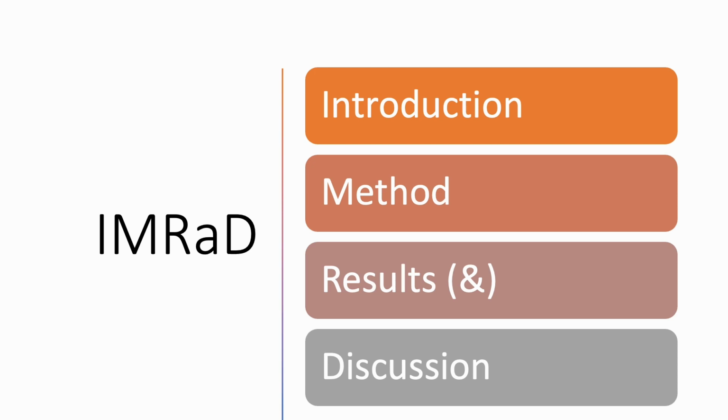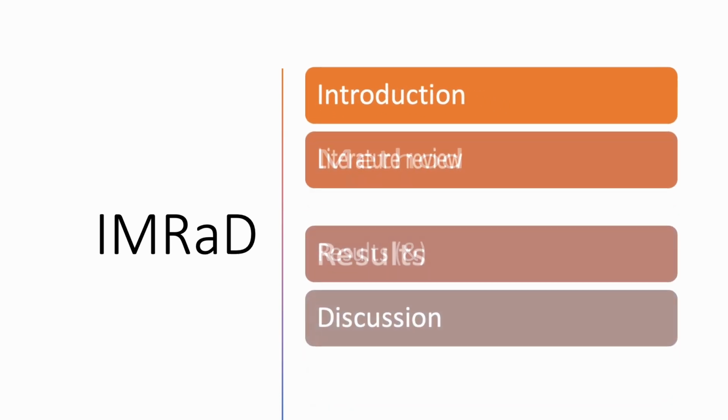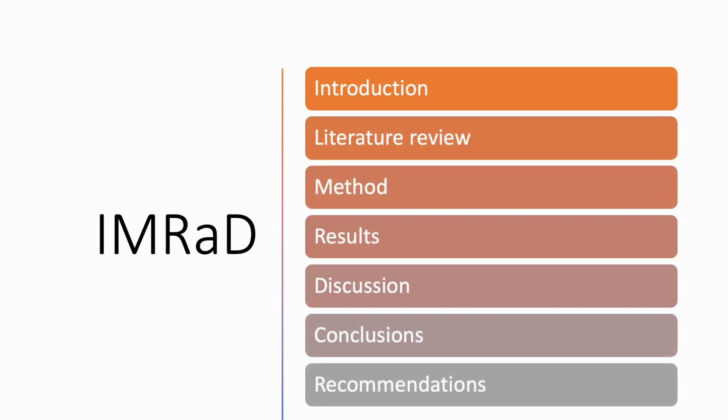This IMRAD method, though, is presented here in the 4 letters for the name, I, M, R, and D, but in reality, we can also expand that to include an introduction, literature review, method, results, discussion, conclusions, and recommendations in a very similar way to what we did in our circular diagram from before.